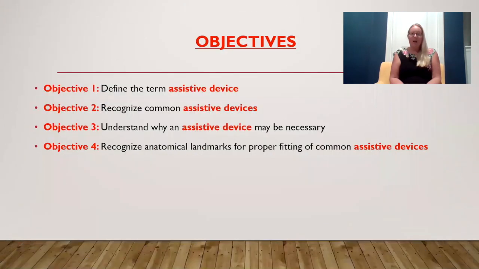For this video, I have four main objectives. Objective 1 is to define the term assistive device. Objective 2 is to recognize common assistive devices. Objective 3 is to understand why an assistive device may be necessary. Objective 4 is to recognize anatomical landmarks for proper fitting of common assistive devices.